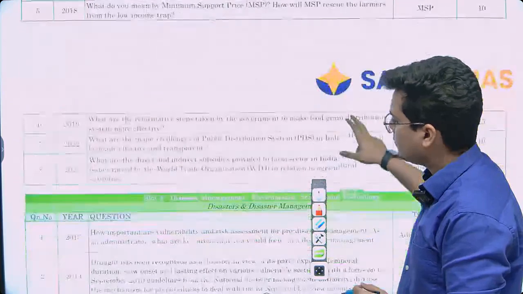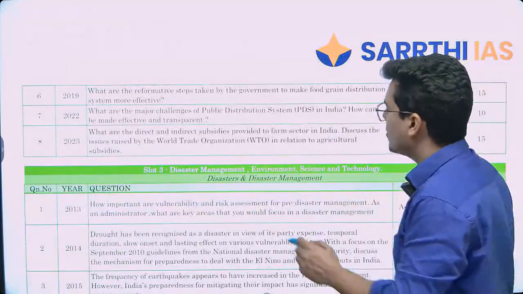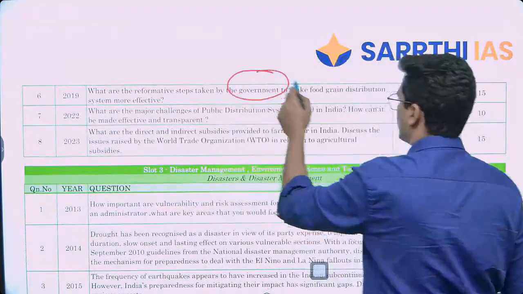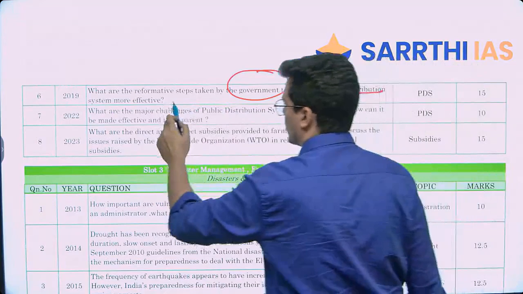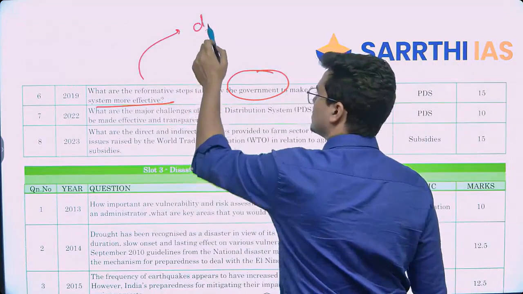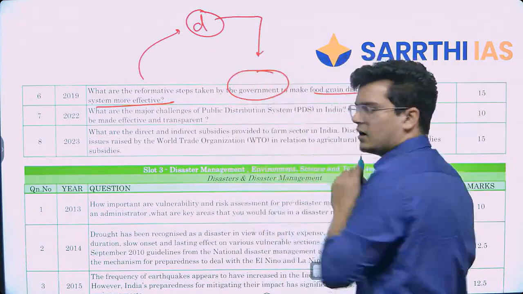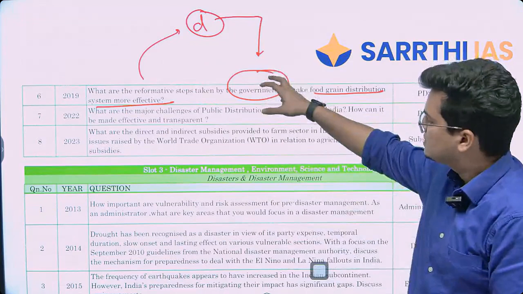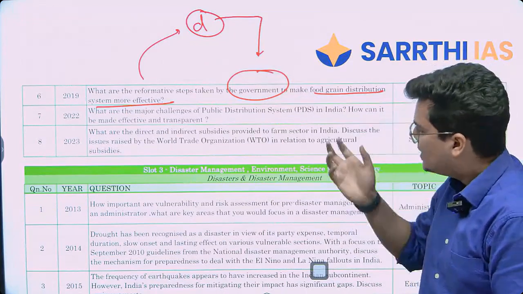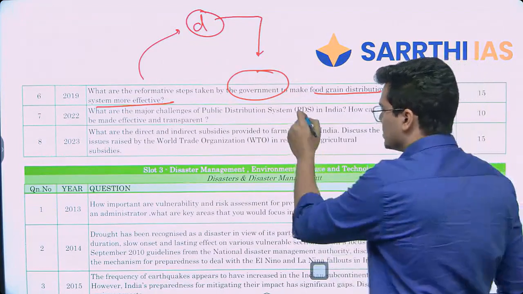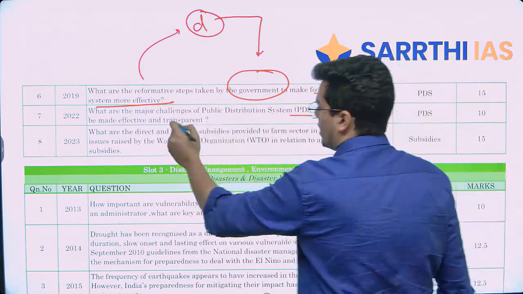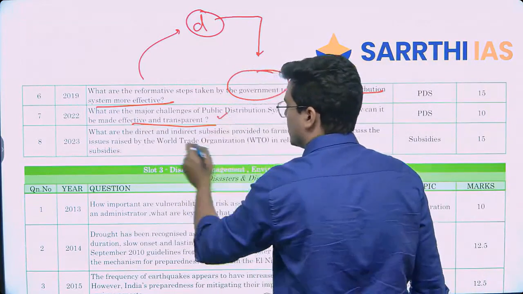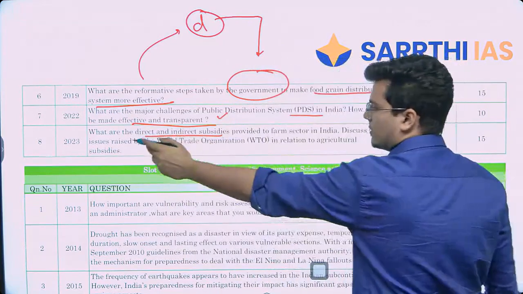Then, reformative steps taken by the government to make food grain distribution system more effective. तो issues of distribution मेरे syllabus में था, वहीं से पूछा है कि government ने क्या steps लिए हैं जिससे this has become more effective. PDS भी मेरे syllabus में था. So major challenges of PDS, how can it be made effective and transparent? Direct and indirect, this is 2023 question.